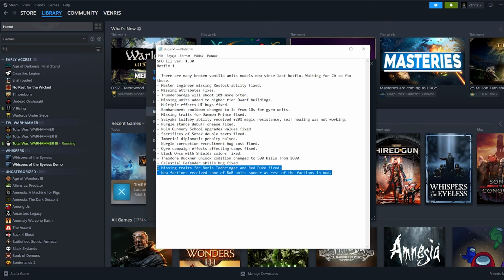And new factions receive some ROR units sooner than the rest of the factions in the mod. As you remember, in the past we made it so that several factions get the iconic ROR units sooner, so Kislev can get the Rexguard sooner, and so on. So those are fixed. As I was saying, you're seeing this video as it was just uploaded. Remember the tips that I was saying: if you have any problems, please always check them with SFO only first.